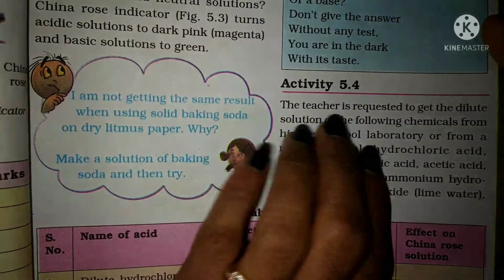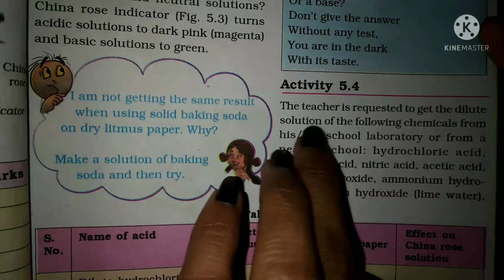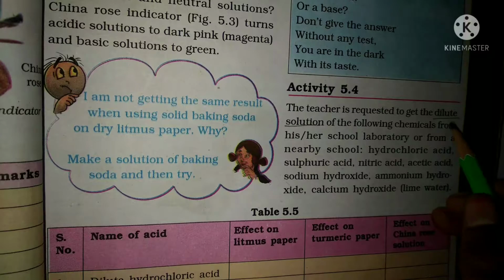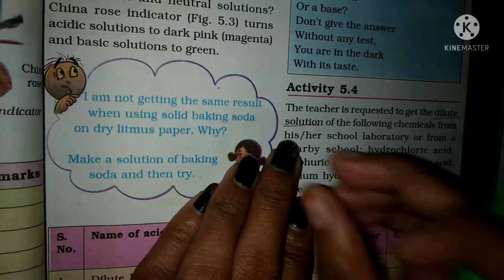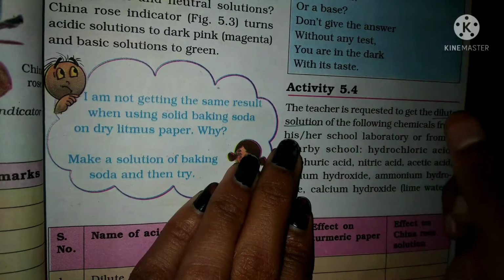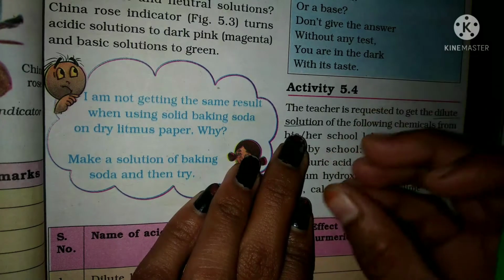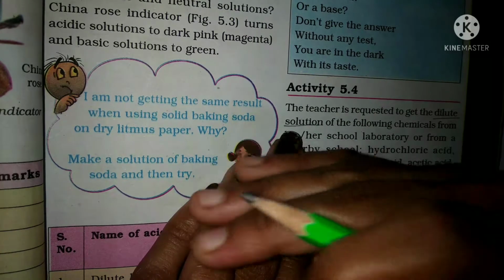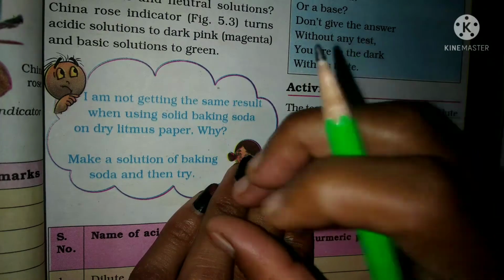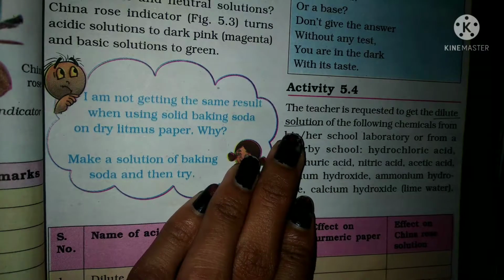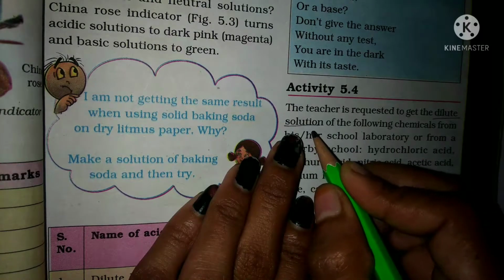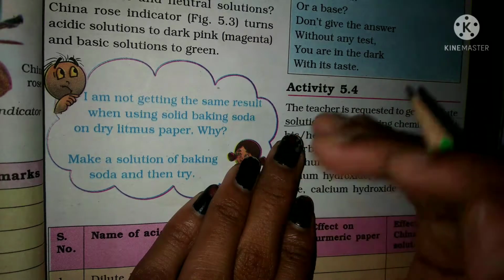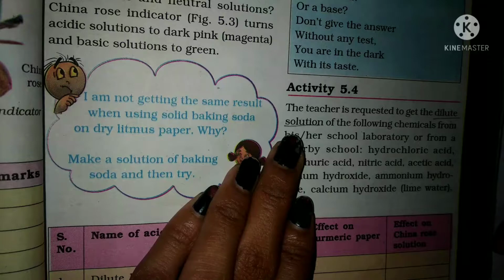Once you please observe here, the teacher is requested to get the dilute solutions. Please remember this point, dilute solutions. In one word, a dilute solution is one where the amount of the chemical is less but the amount of water is more. In our daily life uses, we can discuss it like this also. That may be acid or base, whatever the chemical may be. So here the amount of water is more compared to the acid or compared to the base. Those are dilute solutions.